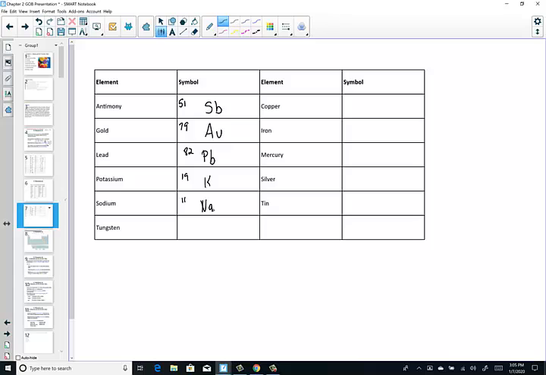Tungsten has absolutely nothing to do with the letter it comes from. Did you find it at 74? It's a capital W. The element copper, writing again, Cu. The element iron was at 26, Fe. Here's mercury. Mercury is number 80, Hg. Silver was number 47, where you found it, with Ag. And the last one was tin. Tin has the number 50 and the elemental symbol of Sn.